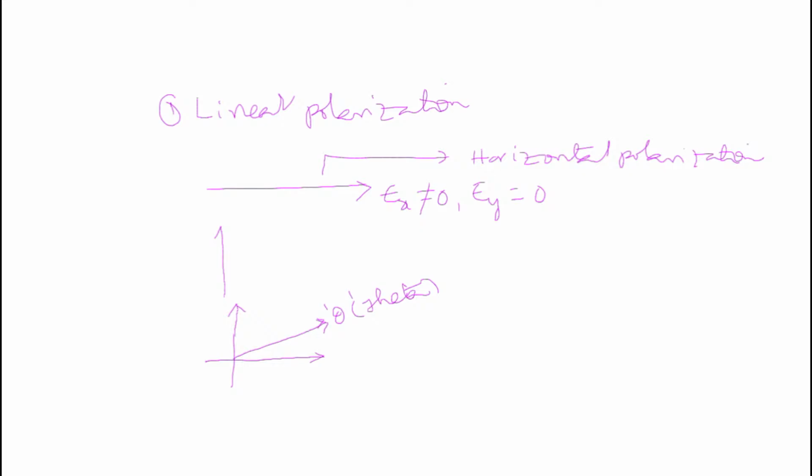Next, vertical polarization. If the direction of the electric field traces a straight line like this and Ey is not equal to 0, Ex equal to 0. If the electric field is present along the y-axis and not along the x-axis, then this type of polarization is known as vertical polarization.